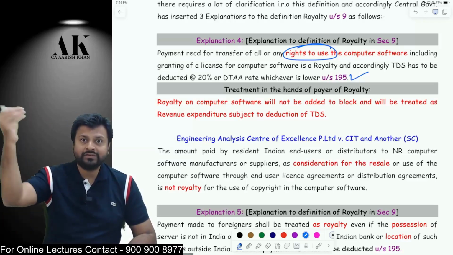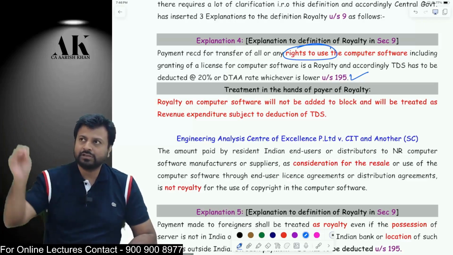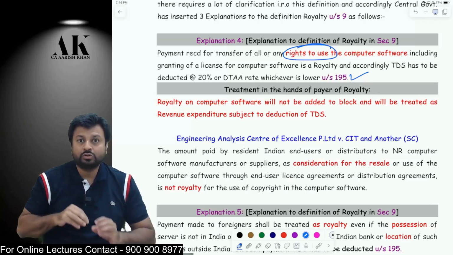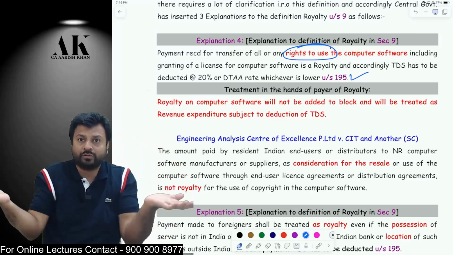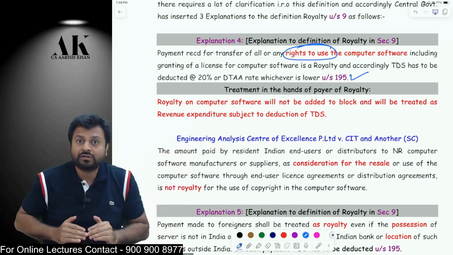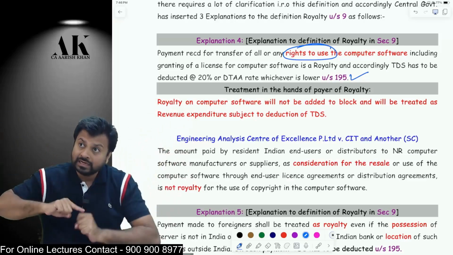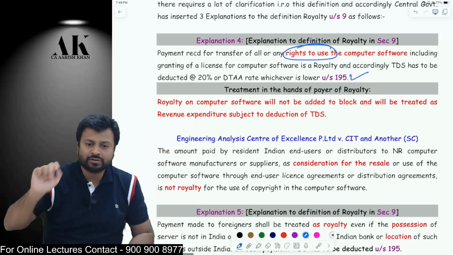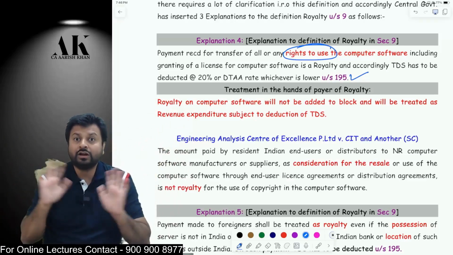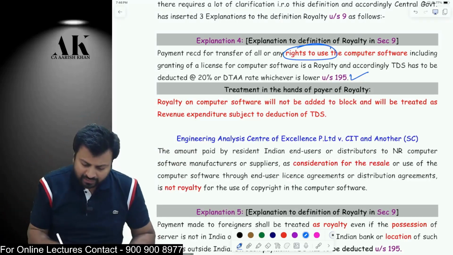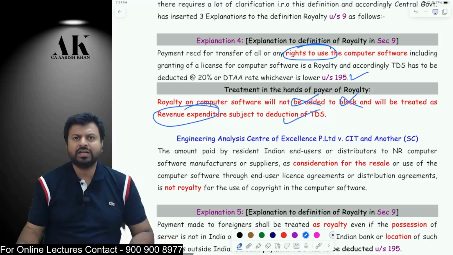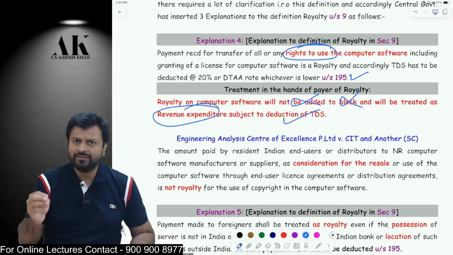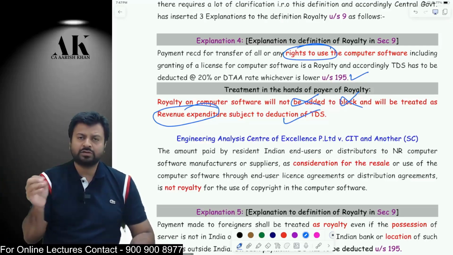There are two ways in which somebody can give you computer software. Suppose a company is giving me the right to use computer software, so I'm taking the right of that computer software and I'm making computer software and selling it. Now, when I'm paying the money to that company, that is royalty, okay, and therefore that is not my asset, that is an expense, and therefore that will not be added to the block of asset. That is a revenue expenditure. I will claim deduction under section 37 subject to deduction of TDS.